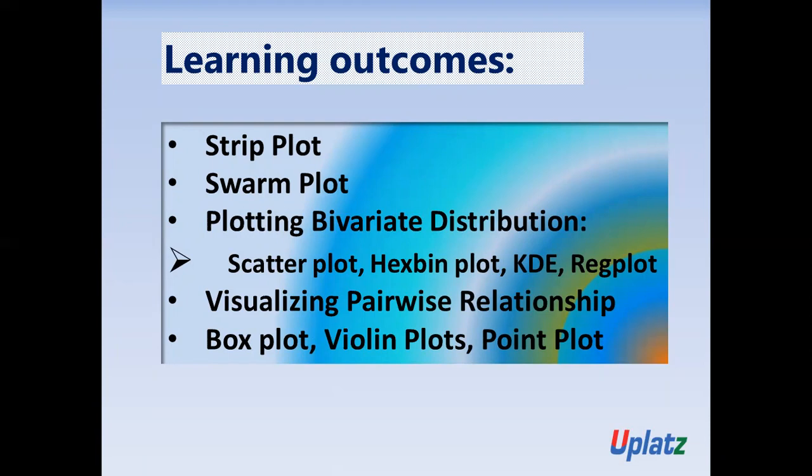Under plotting bivariate distribution, we are going to study some types of plots such as the scatter plot. By the way, I hope you know the scatter plot. Yes, we have seen the scatter plot using matplotlib, right? So we are going to see the scatter plot also using the Seaborn library. With the help of Seaborn, how can you create a scatter plot? And then we are going to see the hexbin plot, and then the next one is KDE.